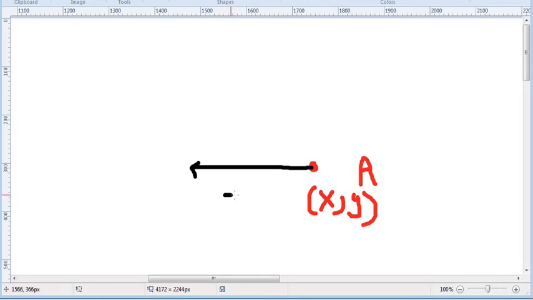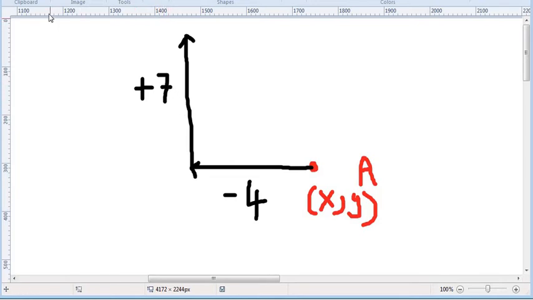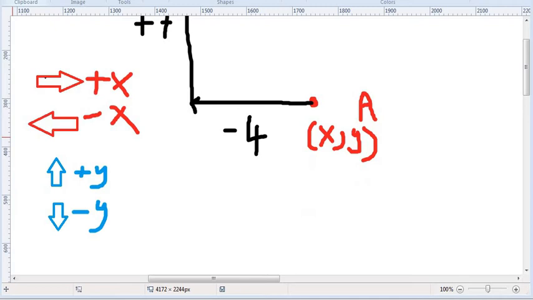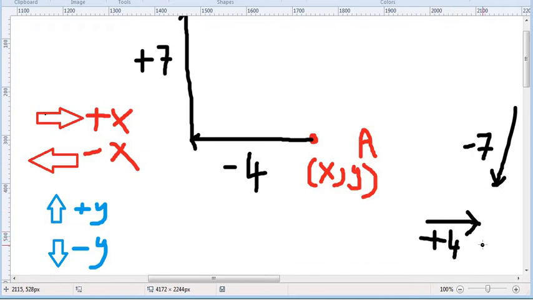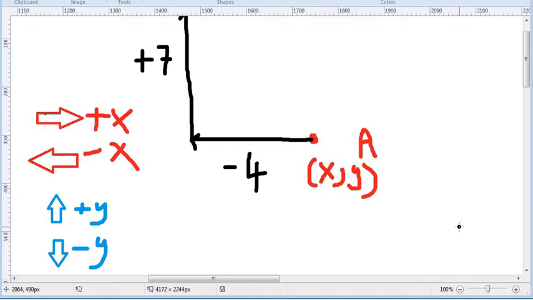And then y plus 7 means we're going to go upwards 7 units. We're going to go in the positive direction of the y-axis. So x minus 4 means we're going to go 4 units to the left, and y plus 7 means we're going to go 7 units upwards. If it was y minus 7, then we would go 7 units downwards. If it was x plus 4, then we would go 4 units to the right. So positive in the x-axis means right, positive in the y-axis means upwards, negative in the y-axis means downwards, and negative in the x-axis means to the left.